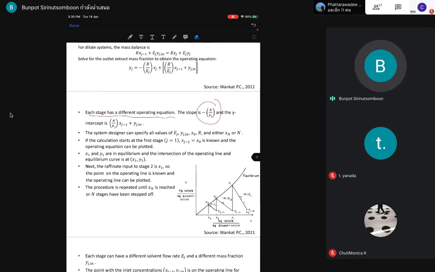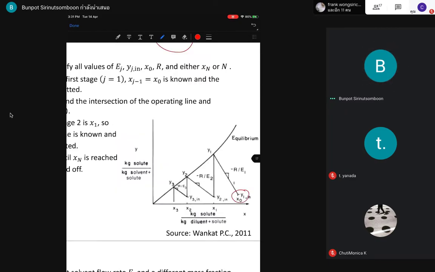And so the way you do it is, of course, first you draw the equilibrium line, and then you start with this point here. You know the slope, right? Then you just draw the operating line for this stage here. And then next, this point, the problem should tell you information about these points.